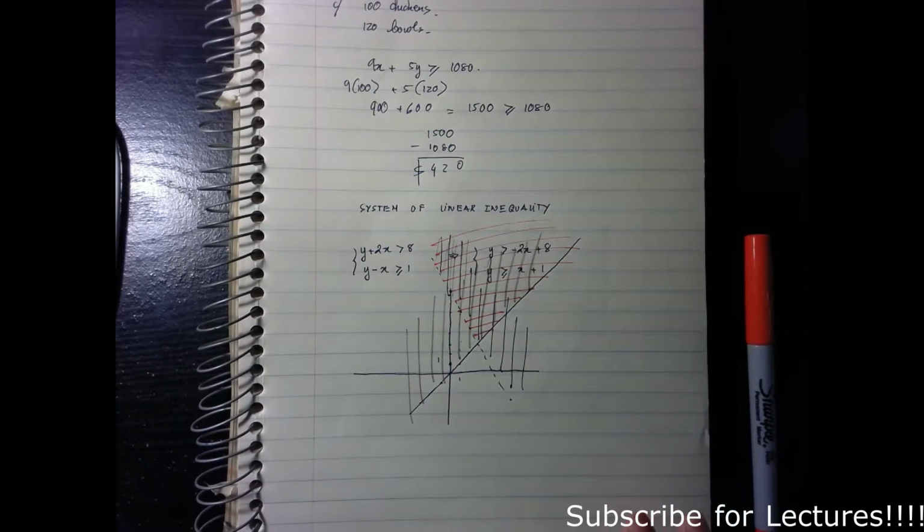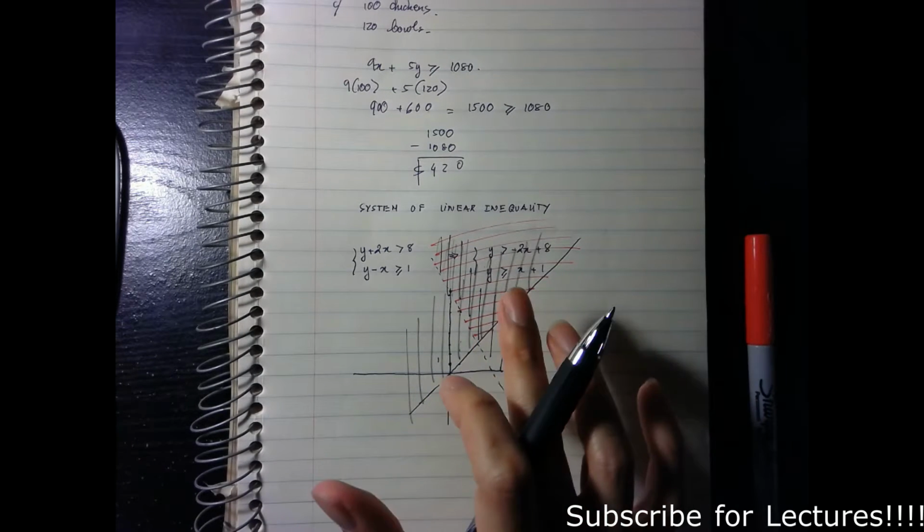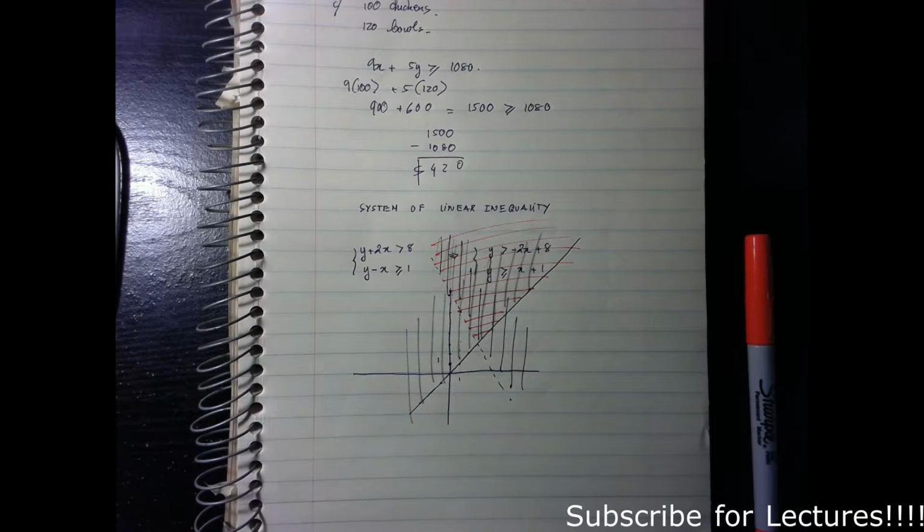And this is a solution. As long as you graph and you shade it, then that will be the solution. We cannot write the solution of a system of linear inequalities with two variables algebraically. So this is the solution already.